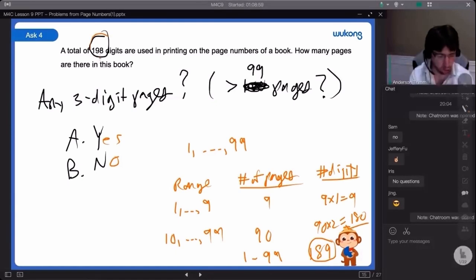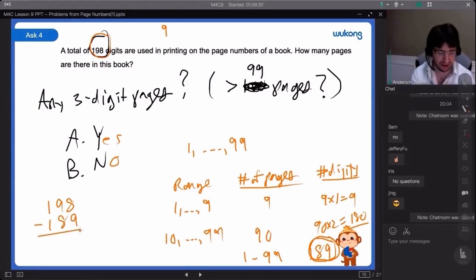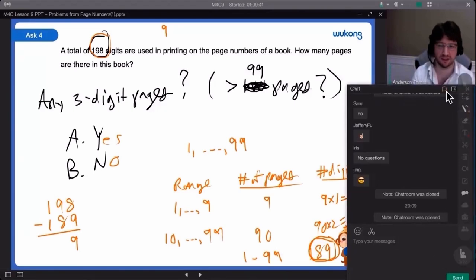And since 198 is bigger than 189, we know we're going to have a few 3-digit pages. All right, good job, Alice, thinking that through. Yes, so there will be 3-digit pages this time. Any time the number is greater than 9, you're going to have 2-digit pages. Anytime the number is greater than 189, that's the number of digits from 1 to 99, that means you're going to have some 3-digit pages. Now it's very easy. The difference is due to 3-digit pages, and that difference is 9. So let's see, who can tell me? The 3-digit pages give us a total of 9 digits. So how many 3-digit pages are there?